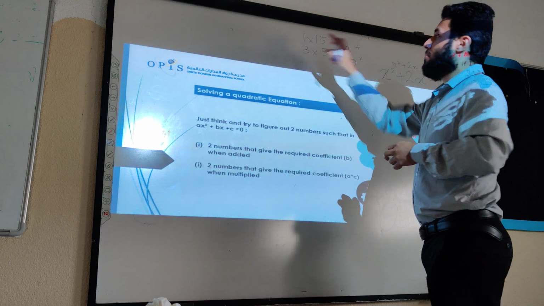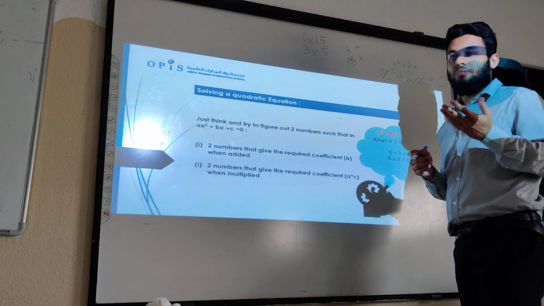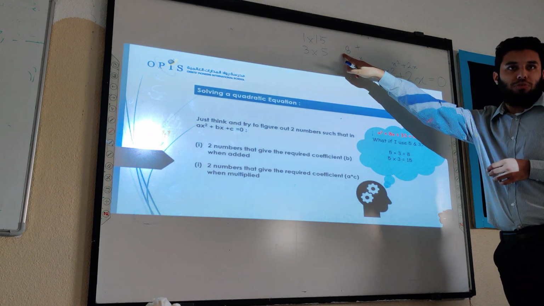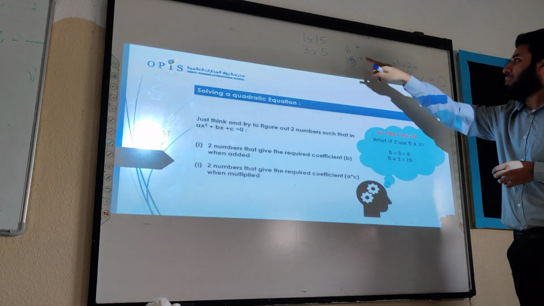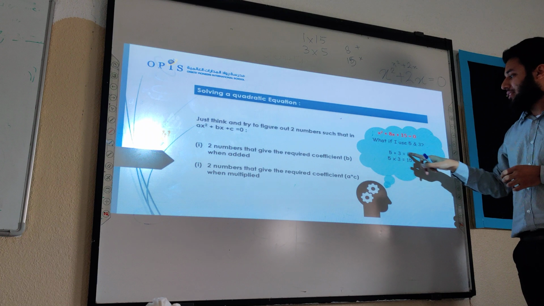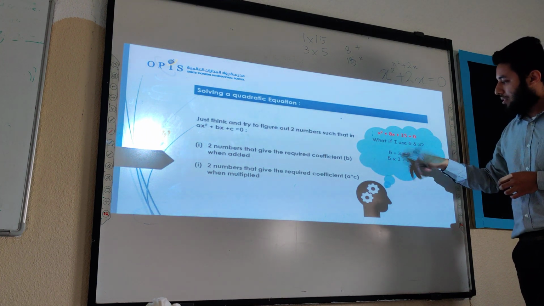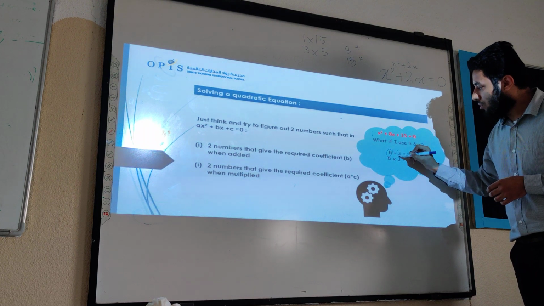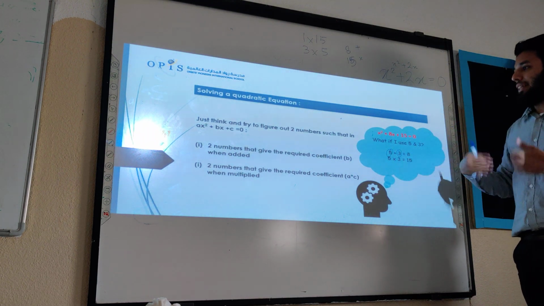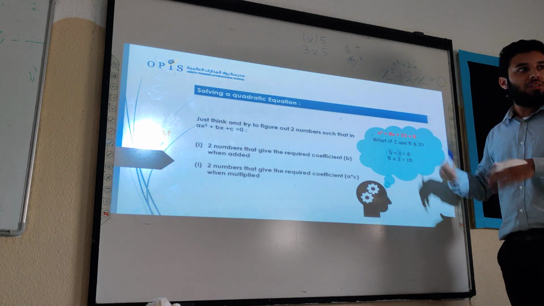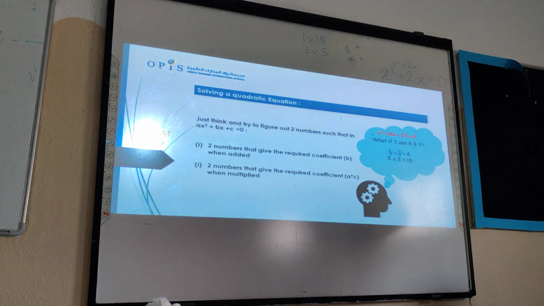So 15 and 1, if we add, it will be 16. 5 and 3 will be 8. So this is what we need. This will fulfill our equation. 5 plus 3 will be 8, and 5 times 3 will be 15. So these are the numbers we are looking for. In the next slide, we will discuss how to use these two numbers to find the roots of the quadratic equation.